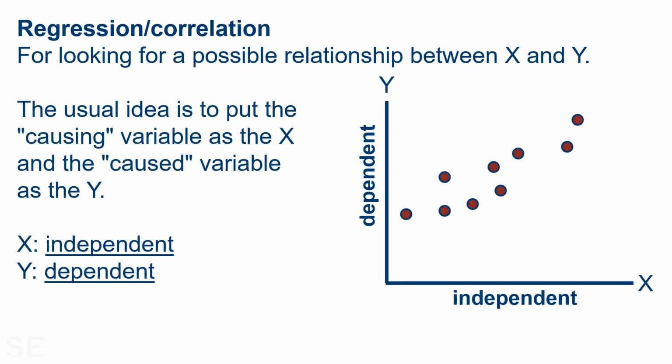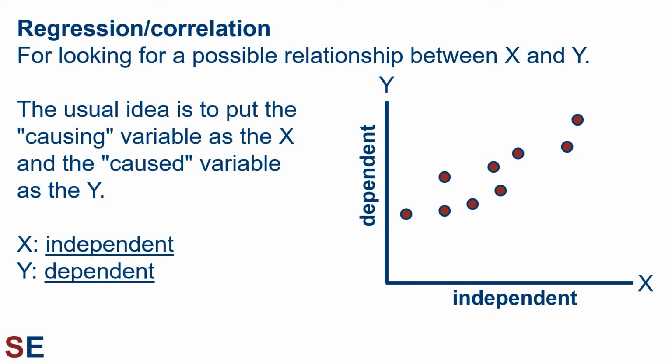The regression and correlation methods are for detecting a possible relationship between two variables, x and y. Generally, we visualize this with an xy plot, and the usual idea is to put the causing variable as the x and the caused variable as the y. More technically, the x-axis represents values of the independent variable and the y-axis represents values of the dependent variable.